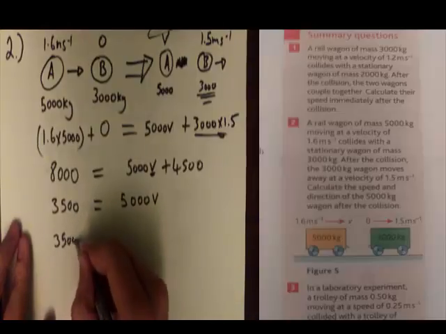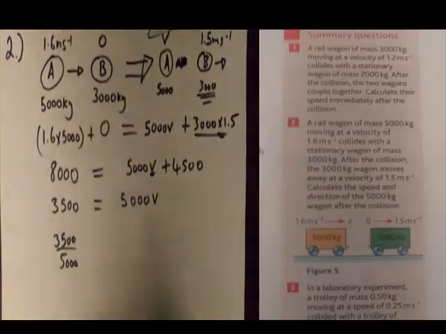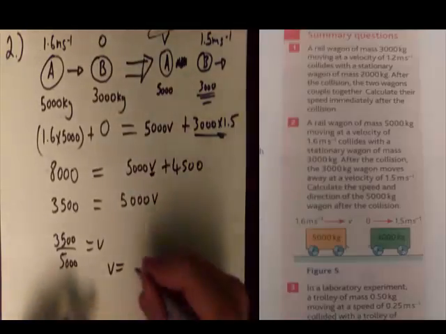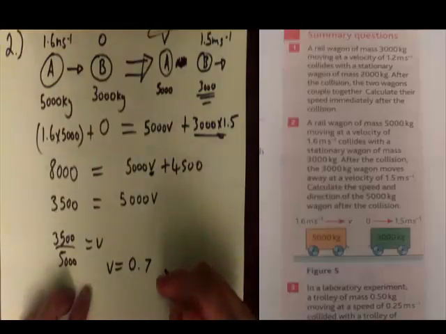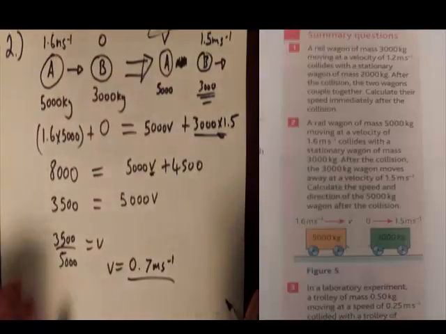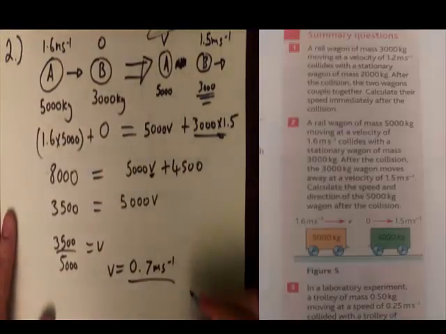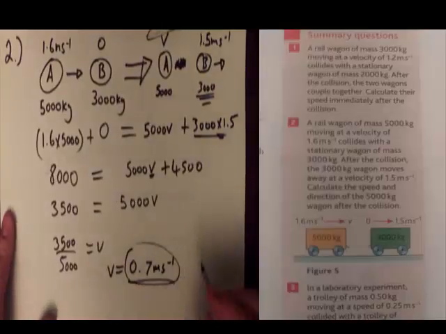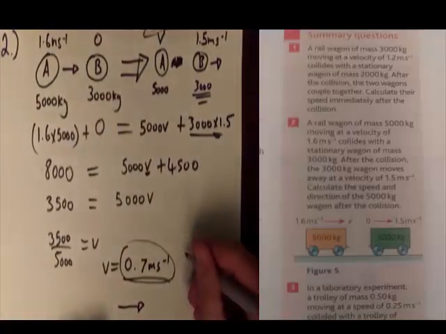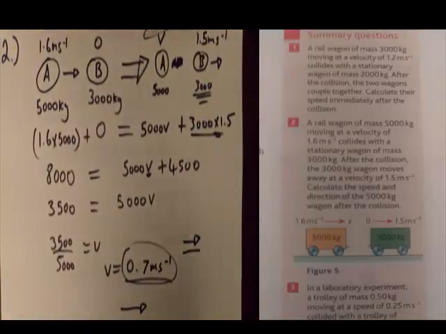So, which gives us V. Now V this time is going to be 0.7 meters per second. Now, in terms of the direction, we can say that because the number's positive, the direction will be the same that it was initially moving. So we can say that the direction is to the right. Let's move on to question 3.